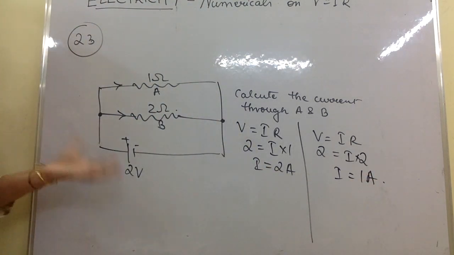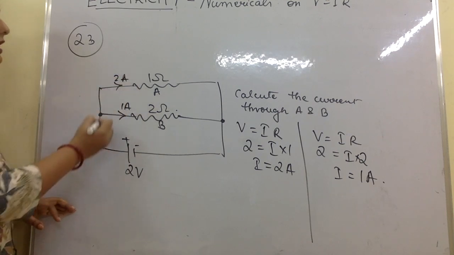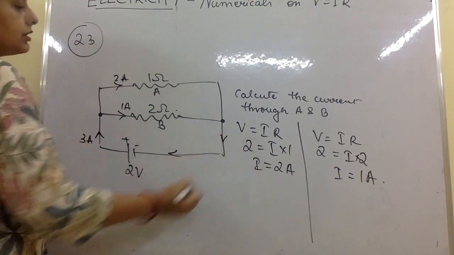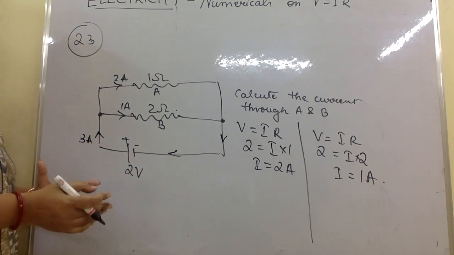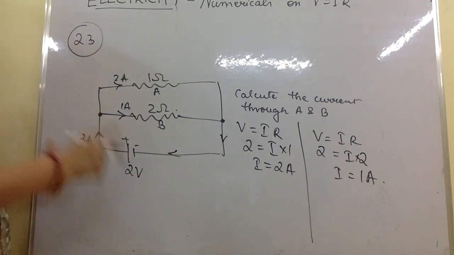Okay, so the total current, if they ask, 1 ampere is flowing through this, 2 ampere is flowing through this, and remember the total current that is flowing is 3 ampere. You should also know, if they ask what is the total current flowing, it is 3 ampere.